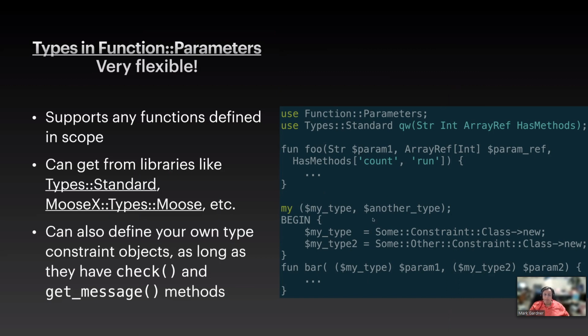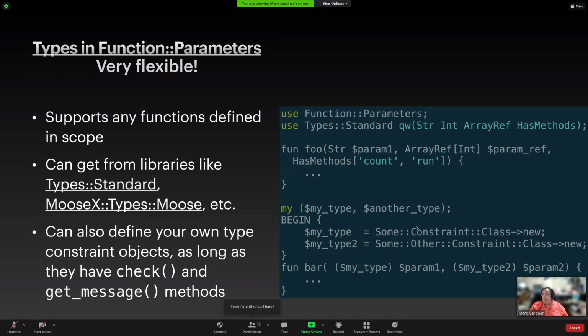One other thing I just want to say about those: your own type constraint objects. All they have to do is have a check method and a get message method. Check returns true or false, depending upon whether it passes the validation that you write, and get message returns the error string that you want to throw an exception with if the parameter doesn't pass validation.